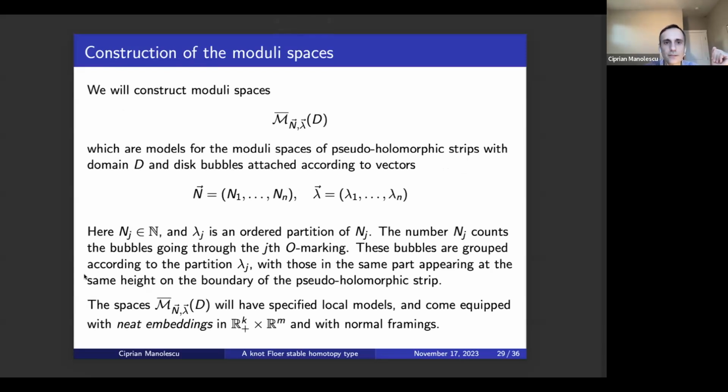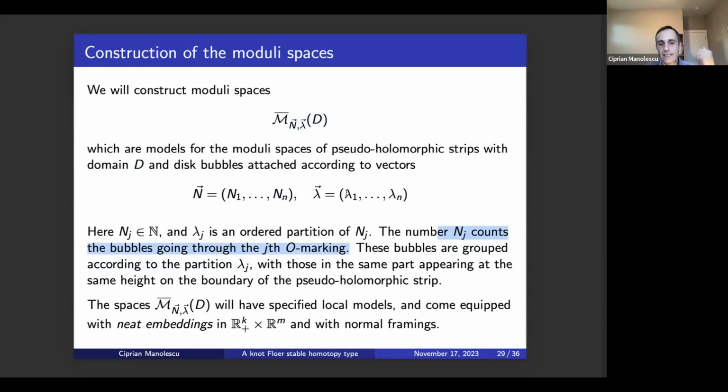Okay, so we're going to construct moduli spaces M and lambda D. D is the domain, the homotopy class in the symmetric product, and then the disk bubbles are given by, well, you specify how many there are. Nj tells you how many disks, or bubbles, you have going through a given O marking.